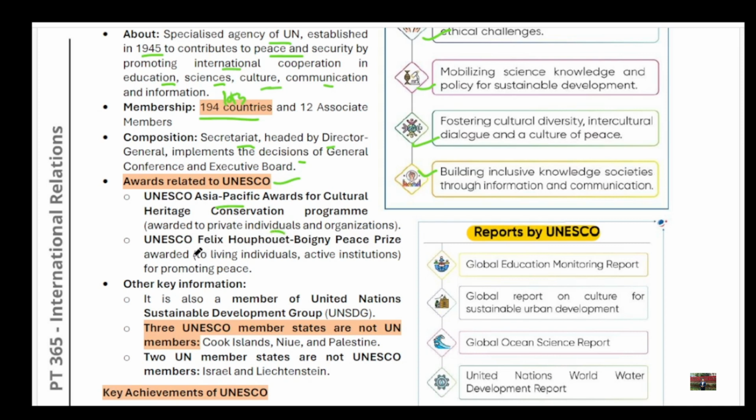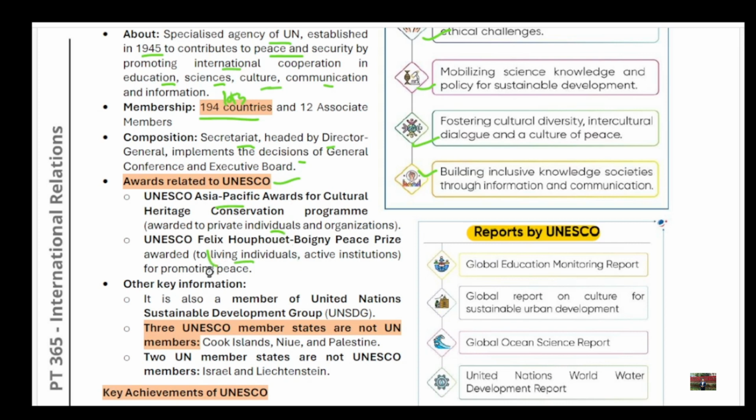The second important award is the UNESCO Felix Houphouët-Boigny Peace Prize, right? So it is awarded to living individuals and active institutions for promoting peace. Living individuals, in the sense that it cannot be awarded posthumously, right? The people who die cannot be awarded the UNESCO Felix Houphouët-Boigny Peace Prize. All right. So these are two important awards of UNESCO, right?